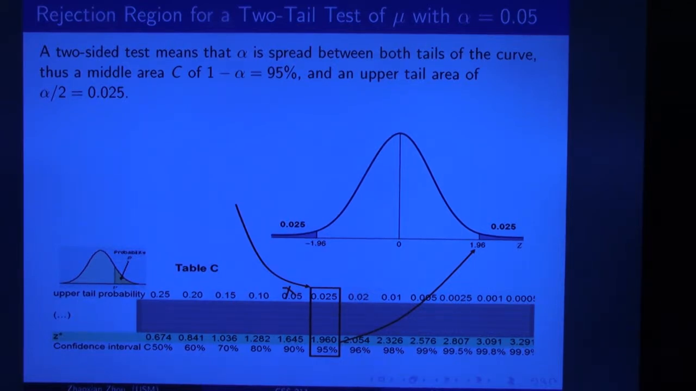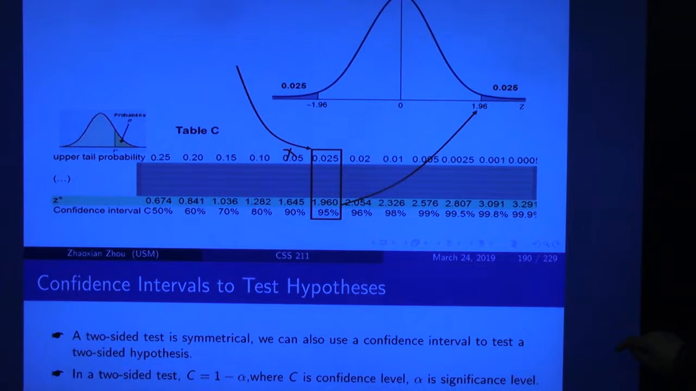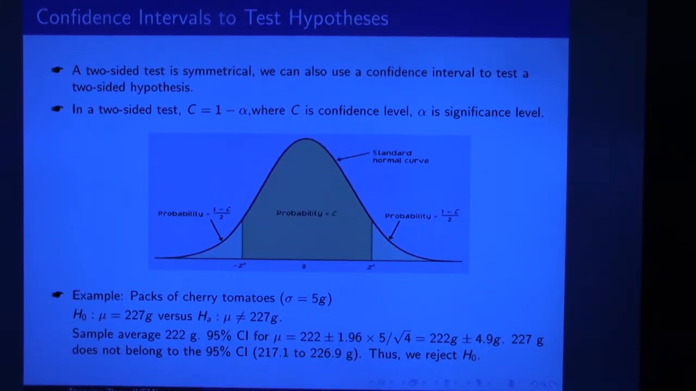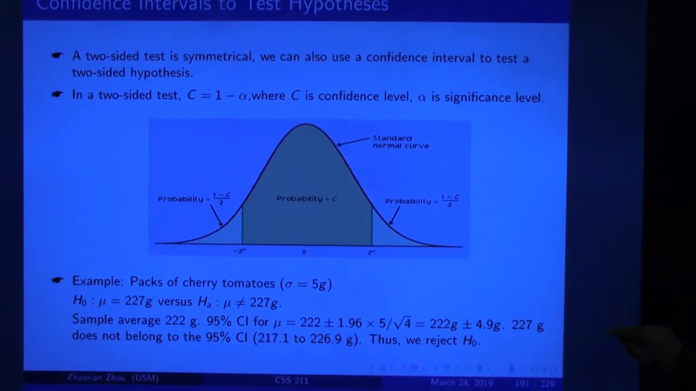Okay, we discussed the confidence level before, and in this unit we discussed testing the hypothesis. Those are the two methods of inferring a parameter for the population. So is there any relationship between these two? A two-sided test is symmetrical. We can also use the confidence interval to test a two-sided hypothesis. That means, yes, they are related.